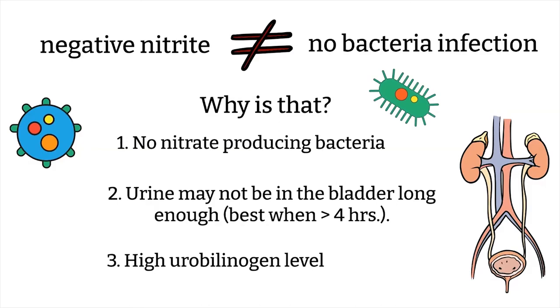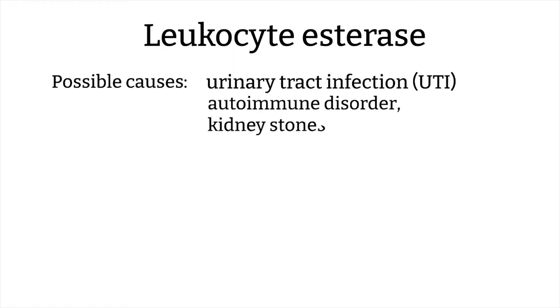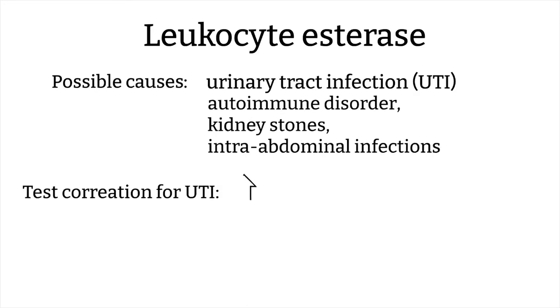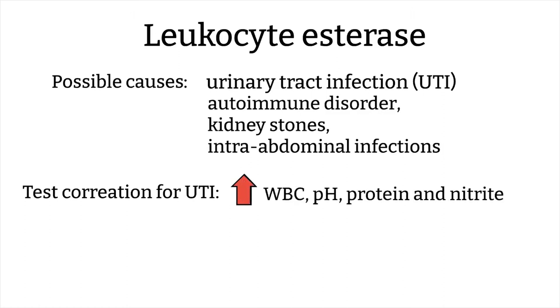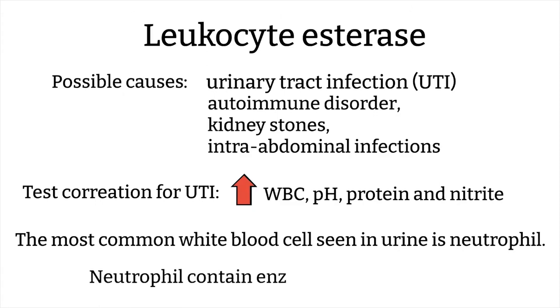Leukocyte esterase, an increased number of white blood cells, is one indicator of urinary tract infections. Usually, for a UTI, you will also have an increase in white blood cells, elevated pH, protein, and nitrite. The most common white blood cell seen in a urine sample is the neutrophil. Neutrophils contain an enzyme known as esterase. This esterase is what is used to detect the presence of white blood cells. That's why the test is called leukocyte esterase.